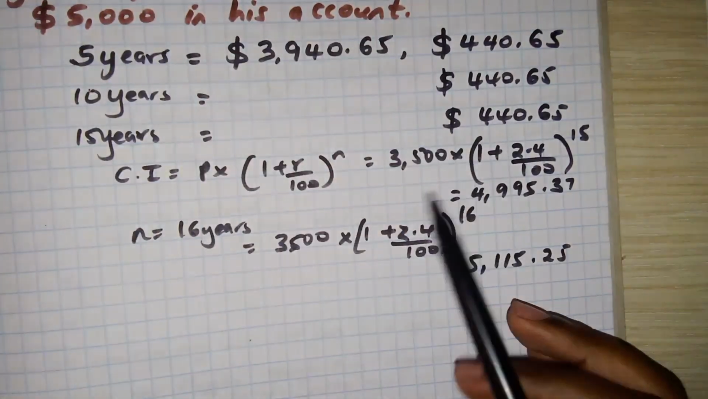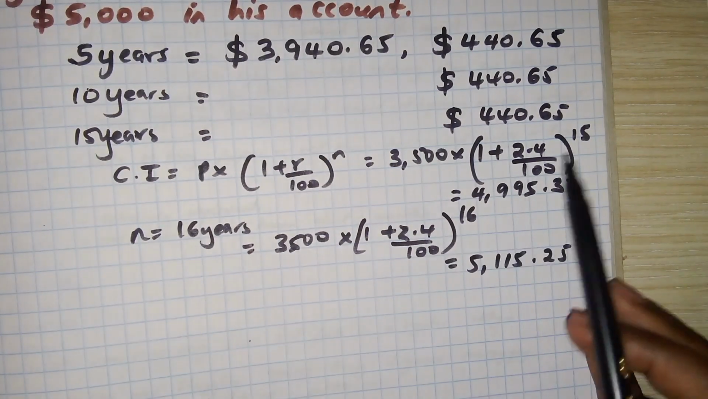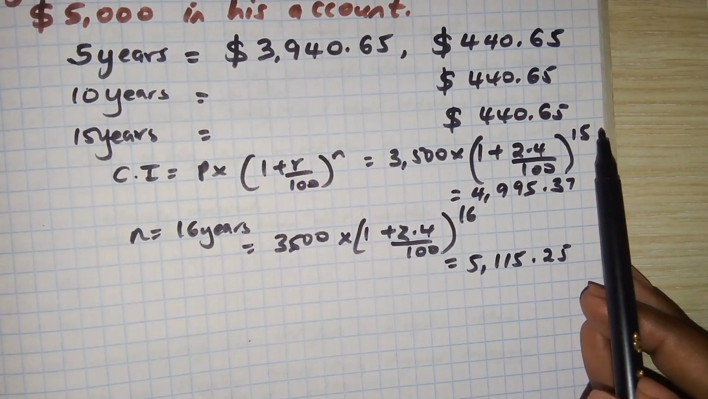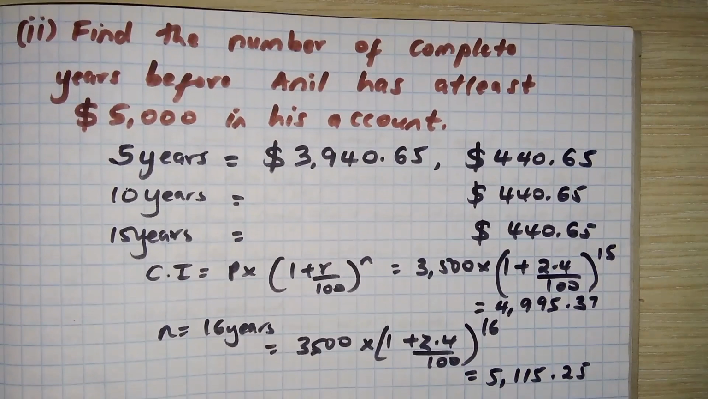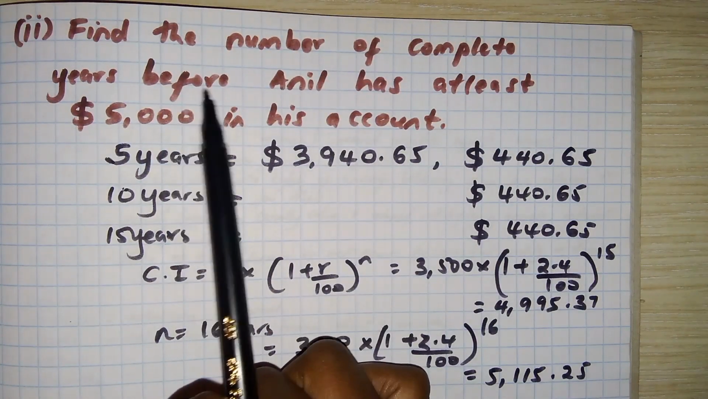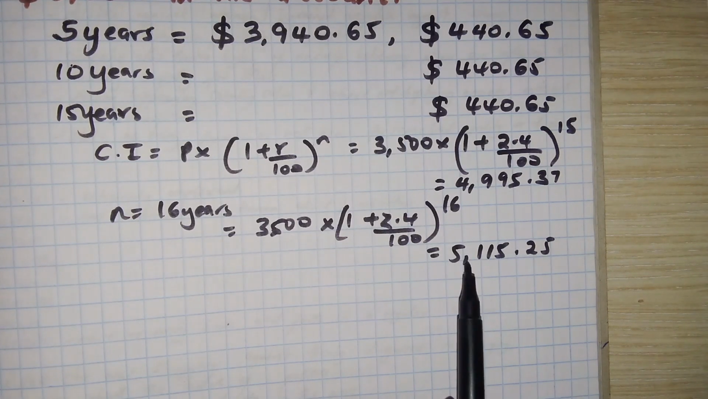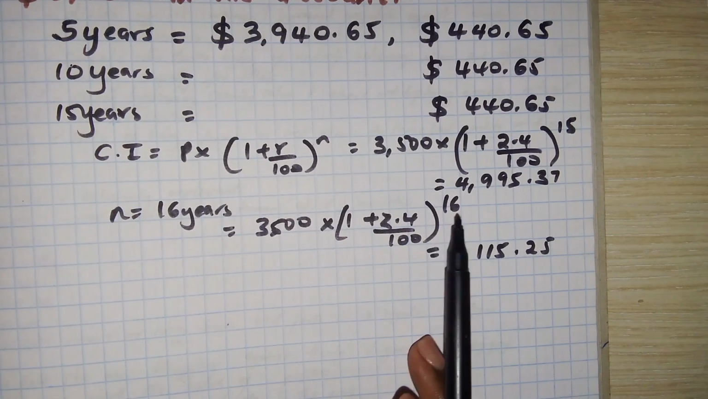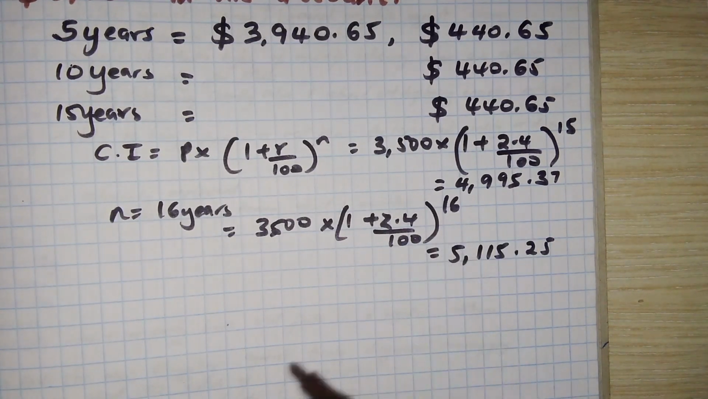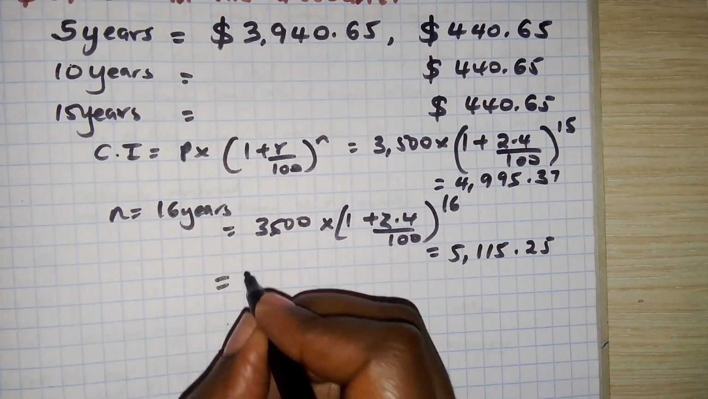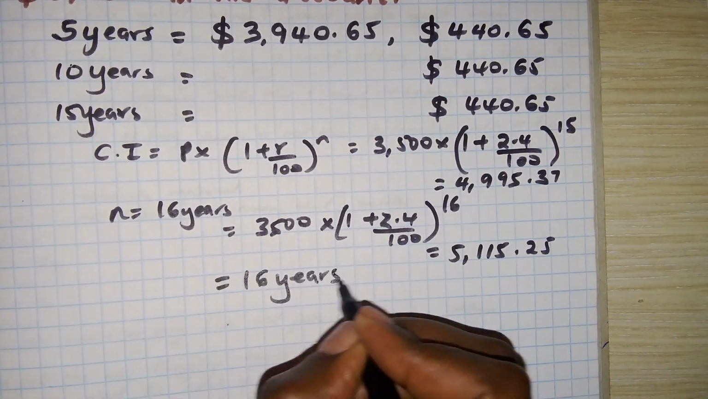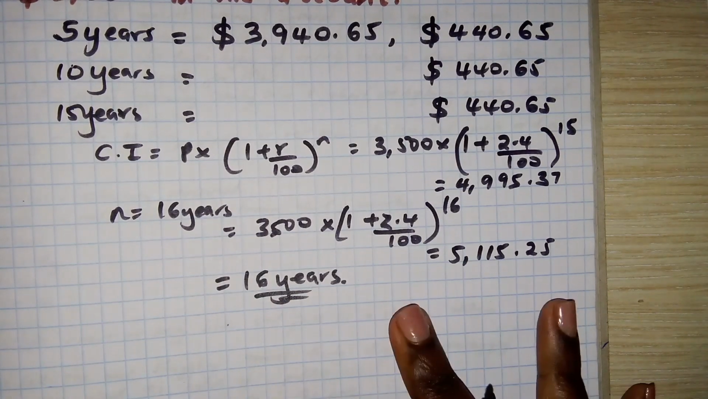As per the question, find the number of complete years before Anil has at least 5,000. So the answer would range between 15 and 16. We can say maybe 15 years and a few months, but now they want us to give complete years. So it's good to pick the bigger number. After 16 years, you'll have 5,000 and even extra. So we can say the complete years will be 16 years.